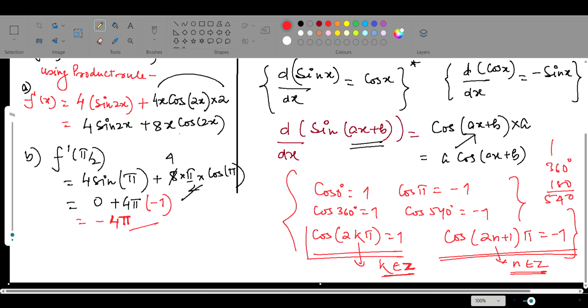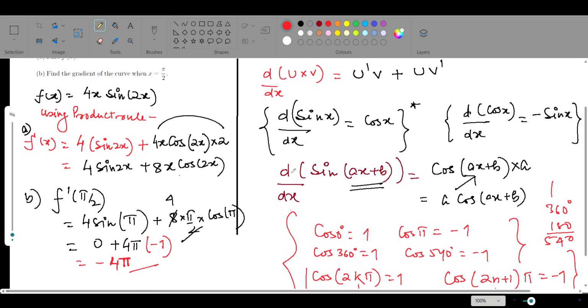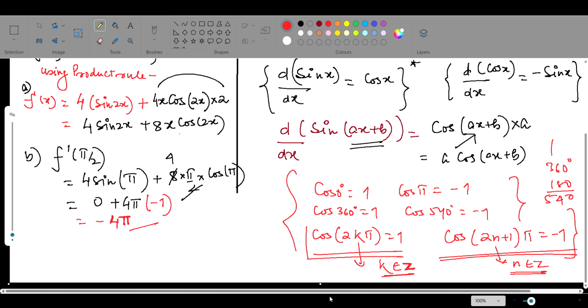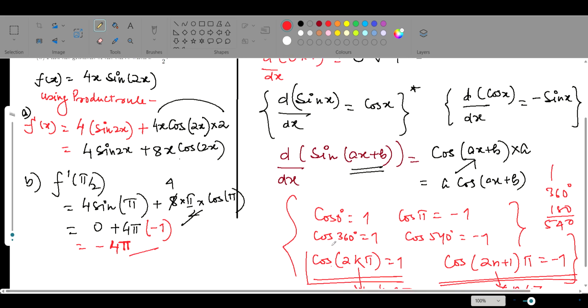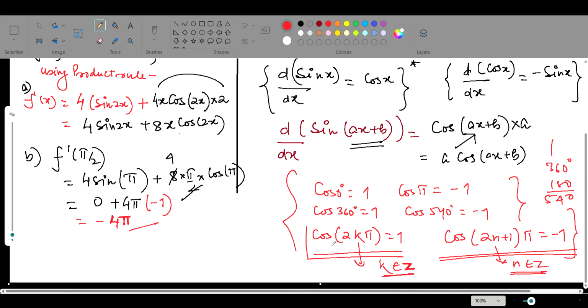And cos 2. So the first one, if it is cos of even multiples, equals 1. And how about the second? Like cos 90. It is 0. Cos 90 is 0.